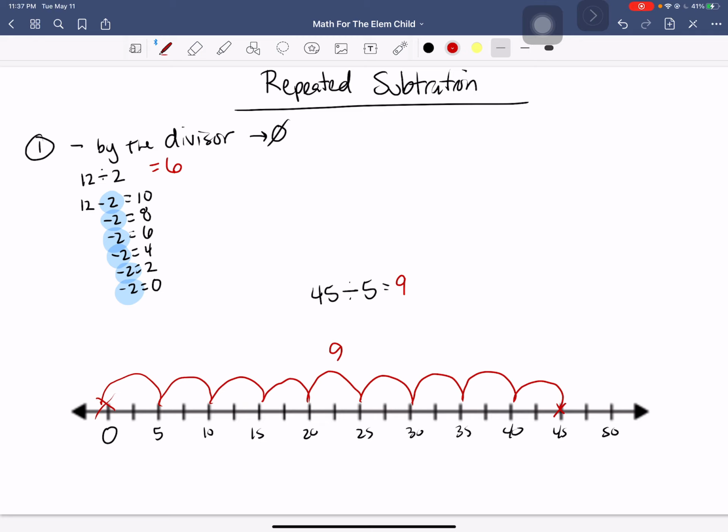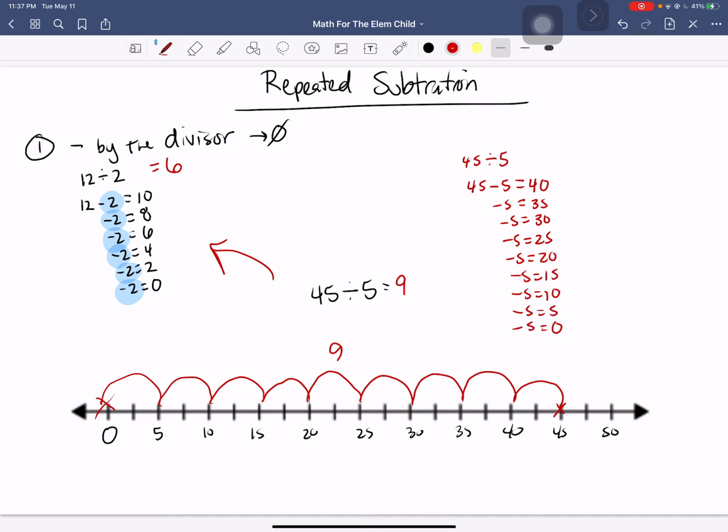And we can do that using this problem like this. 45 divided by 5, we would do 45 minus 5 to get 40, minus 5, 35, minus 5, 30, minus 5, 25, 20, 15, equals 0. Okay, now we count it up. 1, 2, 3, 4, 5, 6, 7, 8, 9. Okay, and that's how we do repeated subtraction.